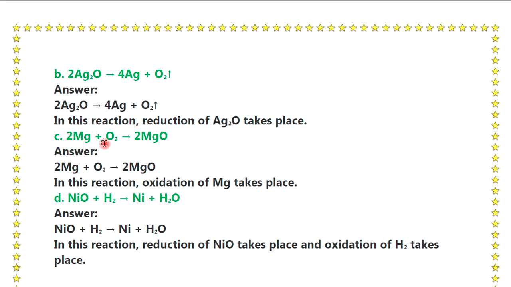C. 2Mg plus O2 gives rise to 2MgO. Answer: 2Mg plus O2 gives rise to 2MgO. In this reaction, oxidation of Mg takes place.